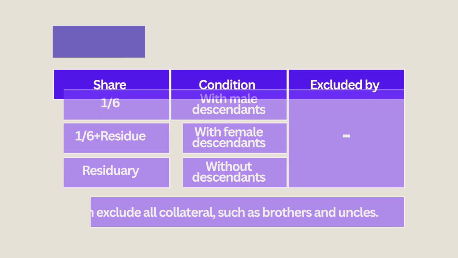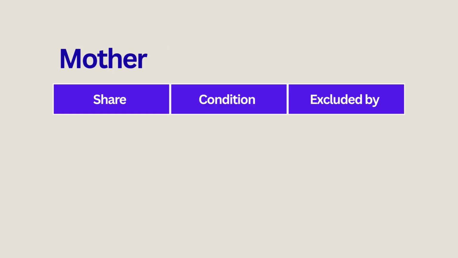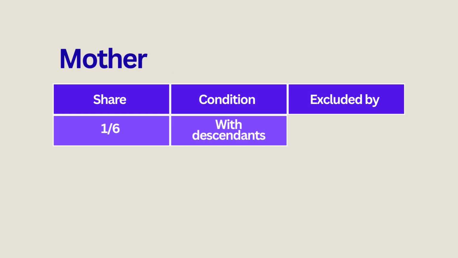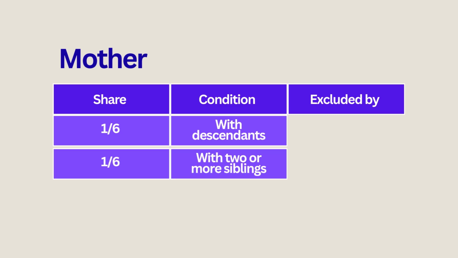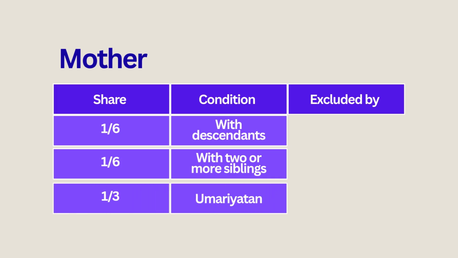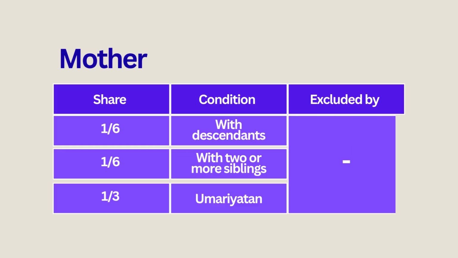4. The mother. The mother receives one sixth if the deceased leaves descendants, or if there are two or more siblings. In the case of Umariyatan, she will receive one third. No worries, we will explain the Umariyatan case in a separate video. The mother cannot be excluded. She always inherits something.